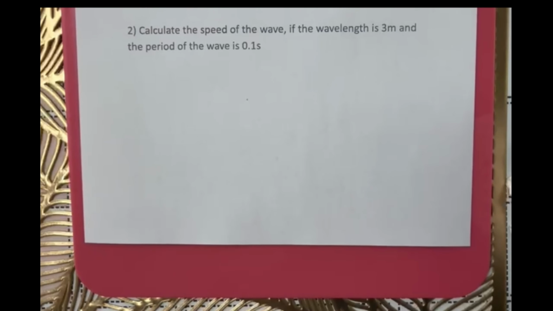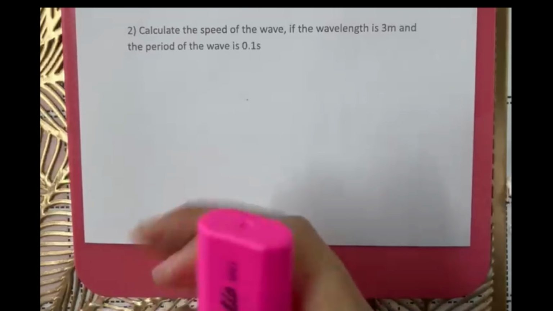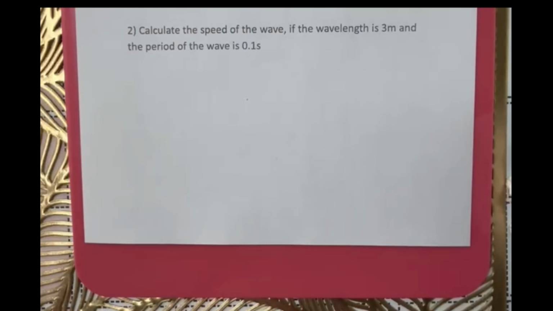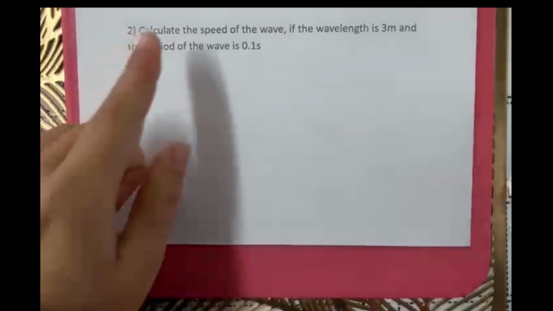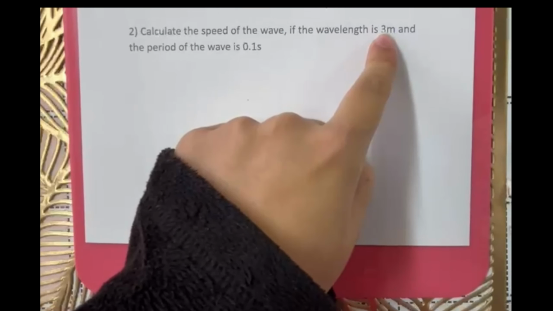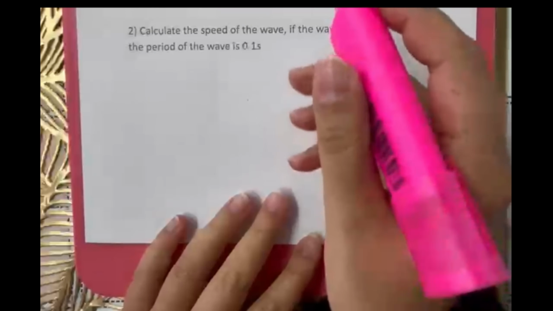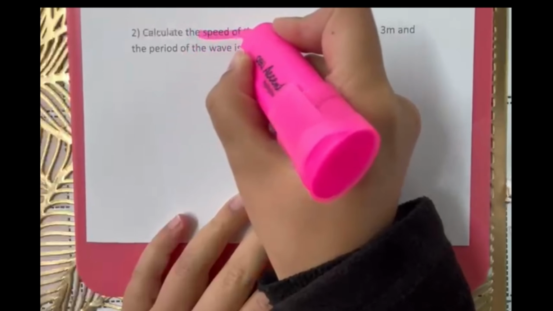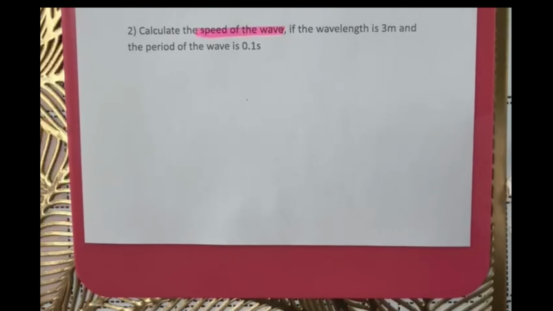Okay, so for these type of questions, once again, grab your highlighters. So let's highlight what we have. They ask us to calculate the speed of the wave if the wavelength is 3 meters and the period of the wave is 0.1 seconds.